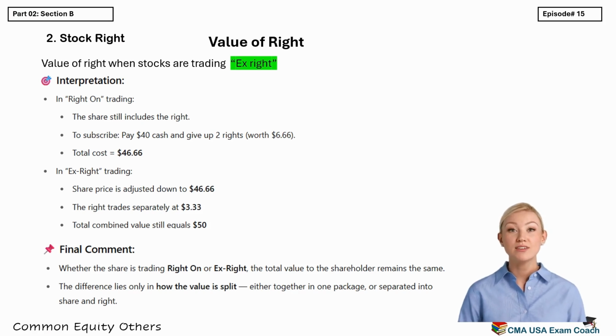But this $10 benefit is now split between the ex-right share, which has dropped in value, and the right, which is trading independently. This confirms that the value of the right, when calculated correctly, ensures that investors are neither advantaged nor disadvantaged when the stock moves from right on to ex-right. It's simply a matter of how the value is distributed.